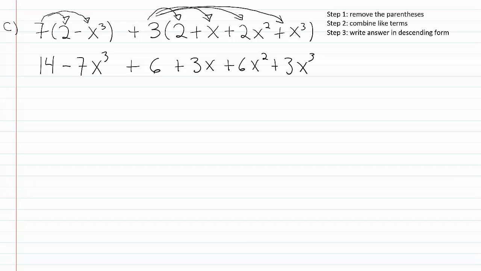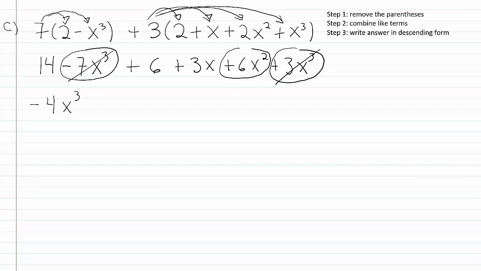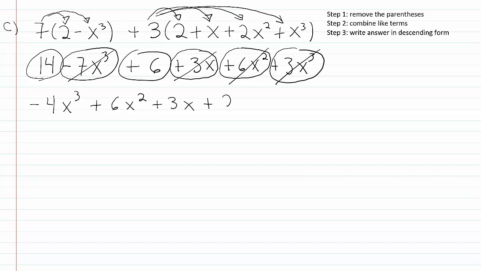Let's start with the x to the third. And the reason why we're going to do that is because that's the highest degreed term we have. So there's a plus 3x to the third and a negative 7x to the third. Together that's going to make minus 4x to the third. So we've used up those guys. Now we're going to look for anything with an x squared. I see only one term with an x squared, so I'm going to say plus 6x squared. After that we have 3x, so just one term with an x, and that's plus 3x. So I've used up that. And then lastly we have 14 and 6. Together that makes a positive 20.